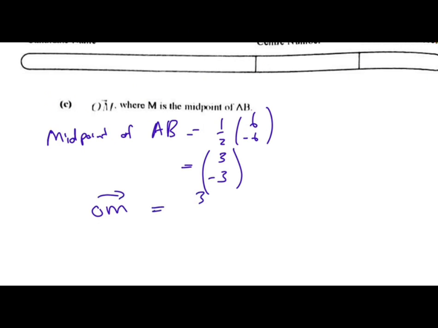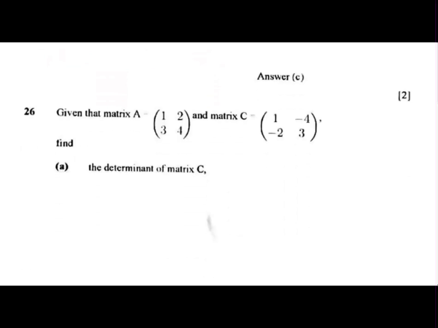Just be careful when you're working it out. Remember that a minus is going to multiply both numbers in the brackets, or in the vector.